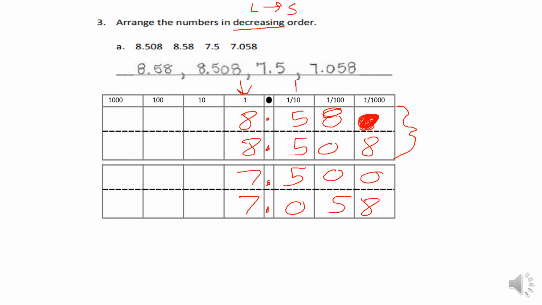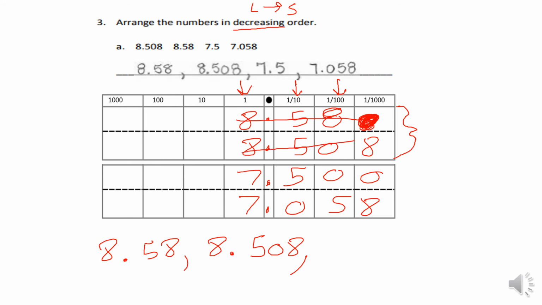So now I need to go down to the next digit. 5s are the same here. I go down to the next place value and I see 8. So I know the largest one is going to be 8 and 58. Next largest would also be the one underneath of 8 and 508.